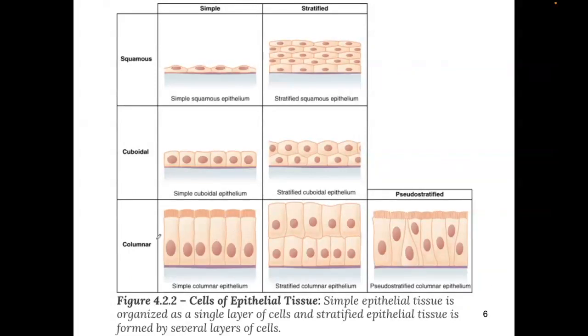When we see the tall columns, those are columnar. When it's one cell layer thick, it's simple columnar. When we see more than one, it's stratified columnar epithelium, right? So those are the three different shapes: squamous, cuboidal, and columnar.